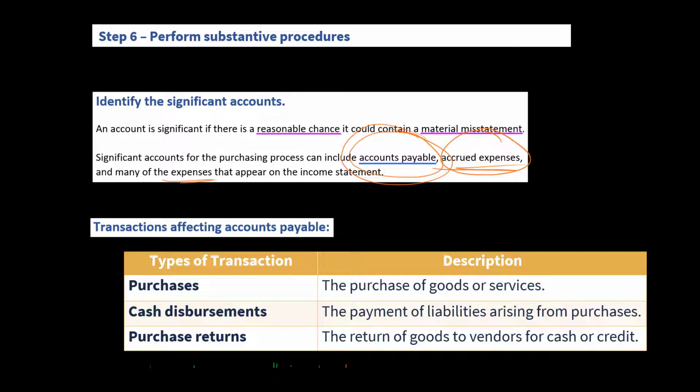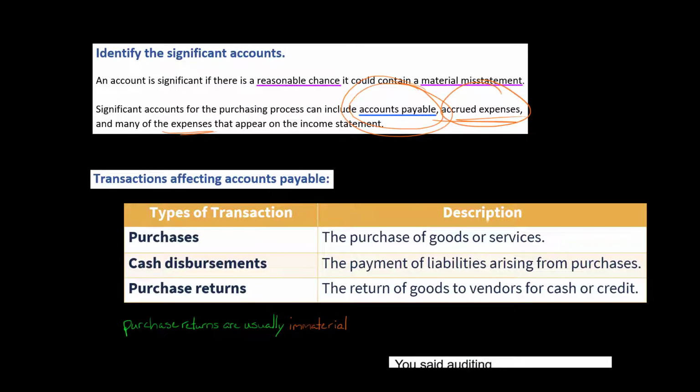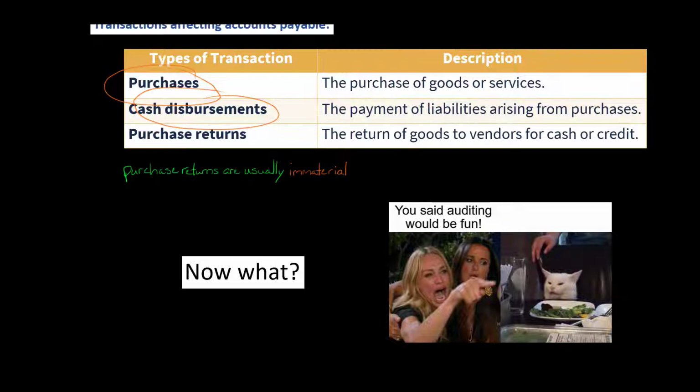And then a third type of transaction that can affect accounts payable is purchase returns. So the company bought something from a vendor and then decides at some point we're going to return that. For a lot of companies, purchase returns are immaterial, okay? So they're not significant enough that you would be focusing on them to a significant extent during the audit. So primarily in this video, we're going to talk about accounts payable and then the two transactions that are most important, purchases and cash disbursement transactions, okay? We're going to talk about that in this video and in the videos to come.